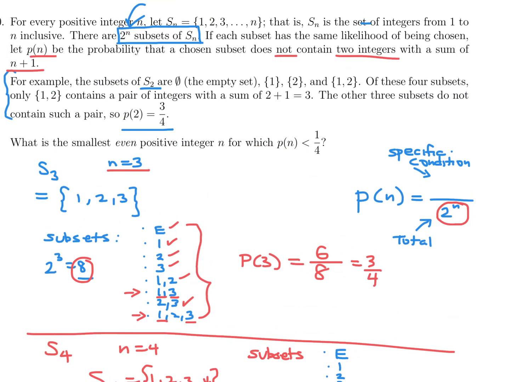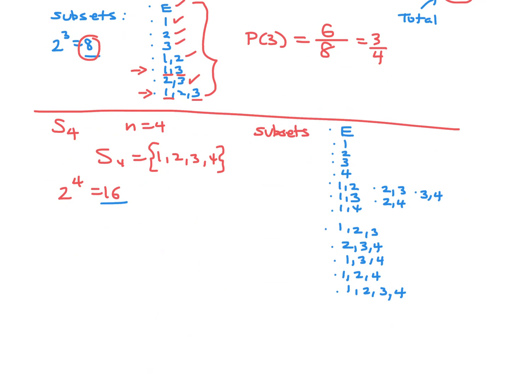And now I've got to figure out the criteria, which is that the chosen subset does not contain 2 integers with a sum of n plus 1. So first let's talk about how many do contain 2 integers that have a sum of n plus 1. N is 4 in this case, so n plus 1 will be 5. Which ones contain 2 integers that have a sum of 5? This one does, 1 and 4. Anything else? These 2, 1 and 4, these, 1 and 4 again, and then 2 and 3.